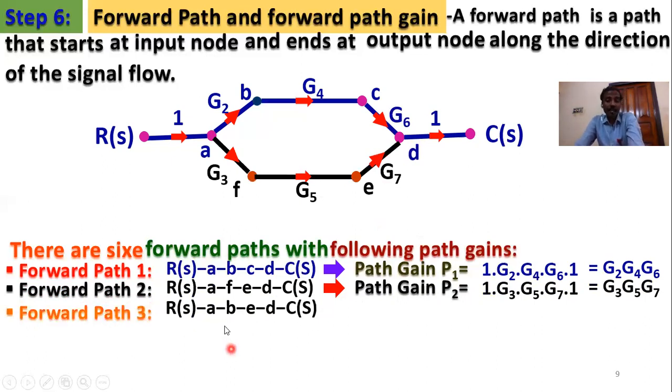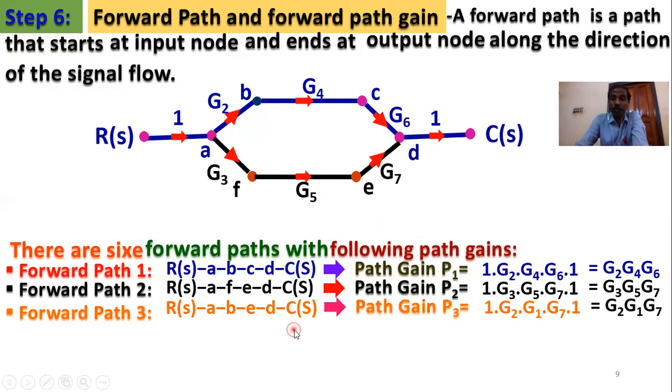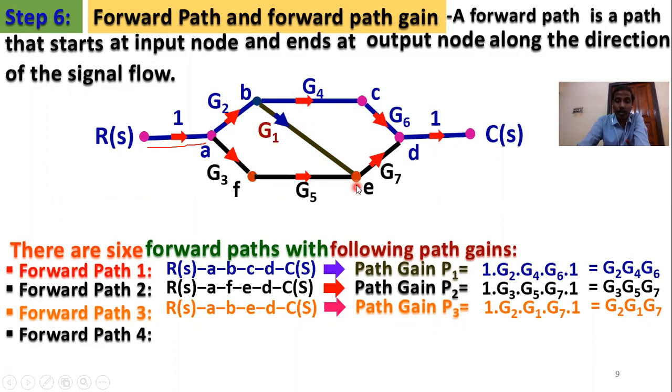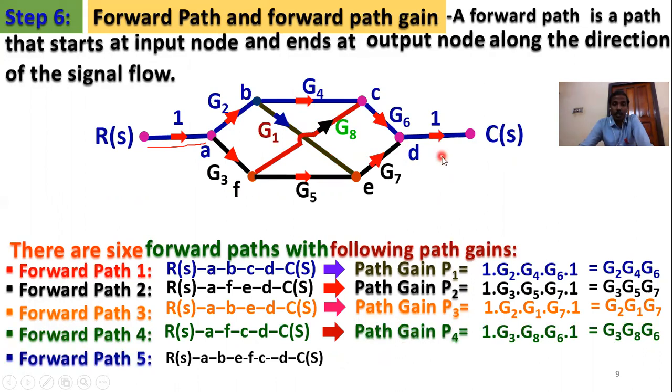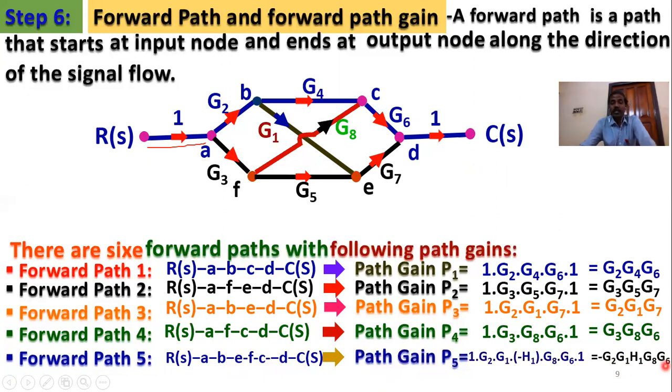And forward path 3: R(S), A, B, E, D, C(S), and the path gain equals G2, G1, and G7. So first R(S) to A, this is the R(S) to A path. Next path A to B, this is A to B and B to E, and the path gain equals 1, G1. And E to D, path gain G7, and finally D to C, 1. So forward path 4: R(S), A, F, C, D, C, and the path gain equals G3. This is R(S) to A to F, F to C, and C to D, D to C. Similarly, R(S), A, B, E, F, C, D, C(S), path gain minus G2, G1, H1, G8, G6.